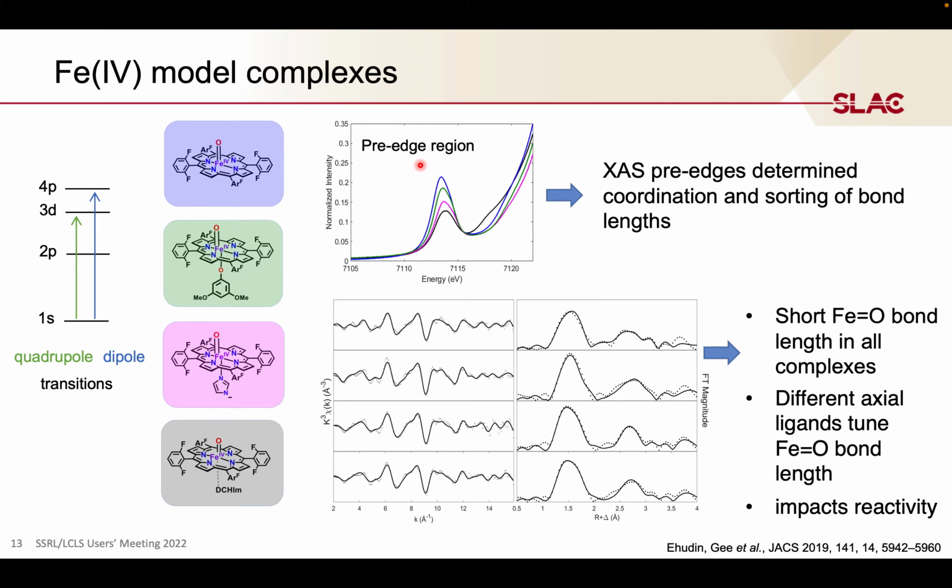So now when you go and measure the EXAFS, you get it in k-space, you do a Fourier transform, you get it in the direct space, and then you can look at your data. And what they got out from here, I was not involved in that study, is first of all, they all have short iron oxo bond lengths in all complexes. That's pretty expected. But actually there are different bond lengths due to the different axial ligands, because these axial ligands tune the bond lengths. And since they do that, they impact reactivity.